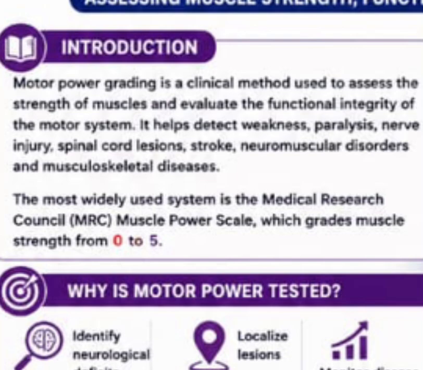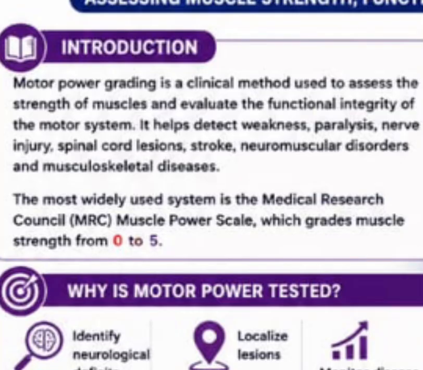It's a clinical method used to assess the strength of the muscle and evaluate the functional integrity of the motor system. It helps to detect weakness, called paresis. Paresis is the medical term for weakness, and you can also use it to detect paralysis. What is paralysis? Paralysis is plegia. So weakness is paresis, while paralysis is plegia.